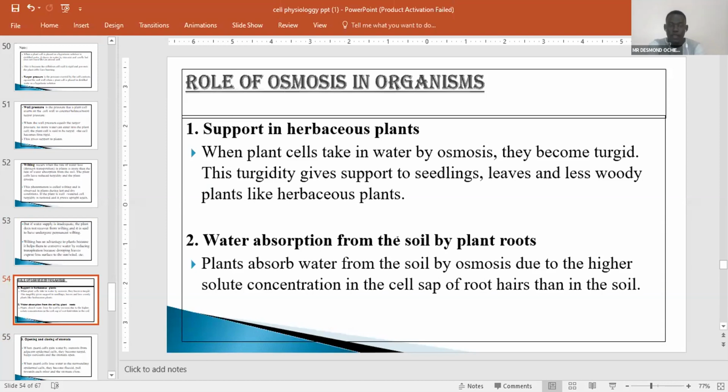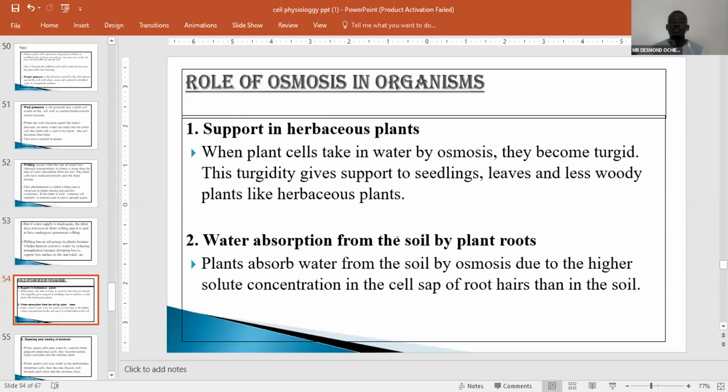Number one, osmosis plays a very important role in support in herbaceous plants. This is explained as follows: when plant cells take in water by osmosis, like we have seen, the cells become turgid. Know that the whole structure of a plant is made up of cells. We have plant cells in almost all parts of a plant. So when all the cells within a plant become turgid, they bring about support. This turgidity gives support to seedlings, the young plants, to the leaves, and to the less woody plants like the herbaceous plants.